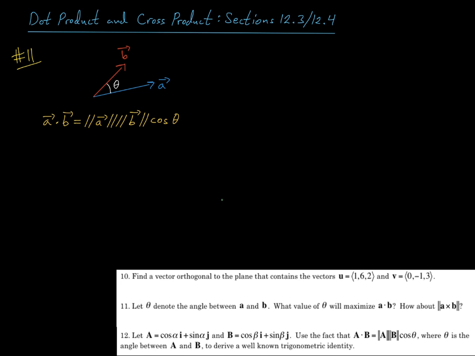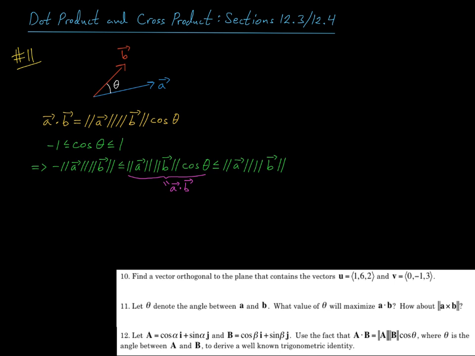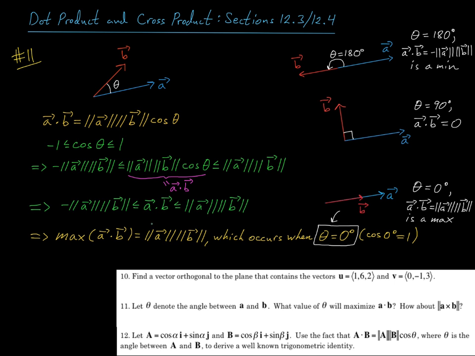Okay, so starting with the dot product, we know that A dot B is the product of the magnitudes of A and B times the cosine of theta. Noting that cosine of theta is bounded between negative 1 and 1, if we multiply through by the product of the magnitudes of A and B, and noting that in the middle here we just have A dot B, we find that A dot B is bounded below by the opposite of the product of the magnitudes of A and B, and it's bounded above by the product of the magnitudes of A and B.